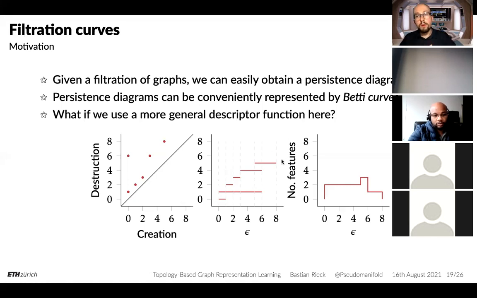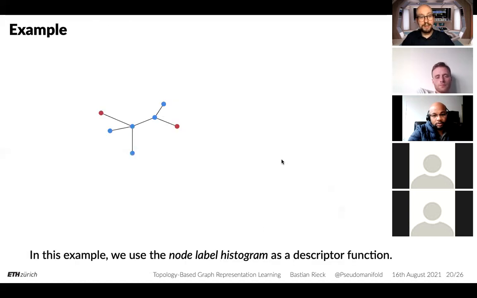Now, the question for this project was, if we don't use a normal filtration function, what do we gain by using a more general descriptor function here? So something that tells us something about the graph. This might sound a little bit vague, and I apologize for this vagueness here. It'll become clear in a simple example.